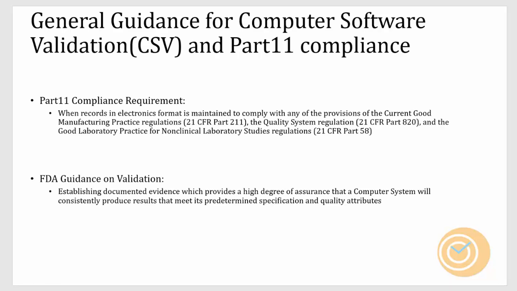So here are some of the general guidance based on the documents from the FDA websites. So the Part 11 compliance requirement is required when records in the electronic format are maintained to comply with any of the provisions of current CGMP. It could be from 21 CFR Part 211 or 21 CFR Part 820 or GLP 21 CFR Part 58. So when you are maintaining the electronic records in place of paper records to comply with these regulations, you have to comply with Part 11 requirements.